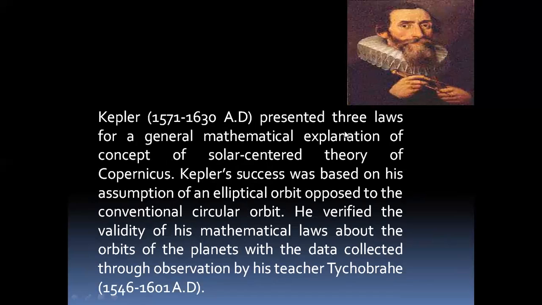Kepler presented three laws giving a general mathematical explanation of the concept of the sun-centered theory of Copernicus. Kepler's success was based on the assumption of an elliptical orbit, opposite to the conventional circular orbit. He verified the validity of his mathematical laws about the orbits of the planets with the data collected through observation by his teacher.